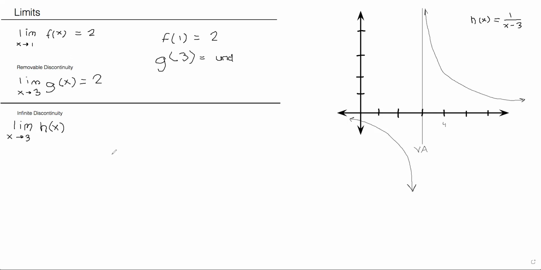Let's see what happens graphically if we try to plug in 3. Uh-oh, that takes us to our vertical asymptote from before. And it is impossible for a function value to exist along an asymptote. So h of 3 does not exist. H of 3 is undefined.